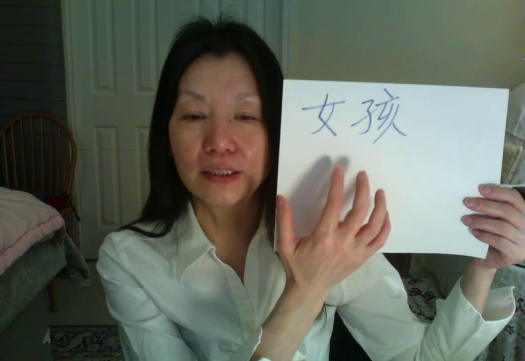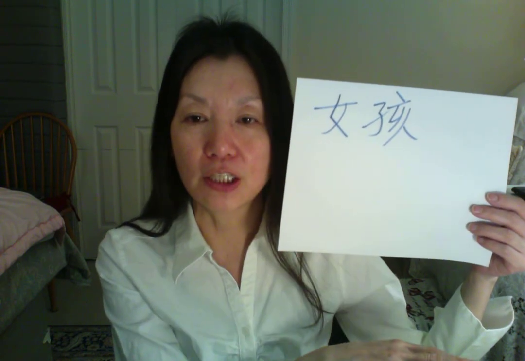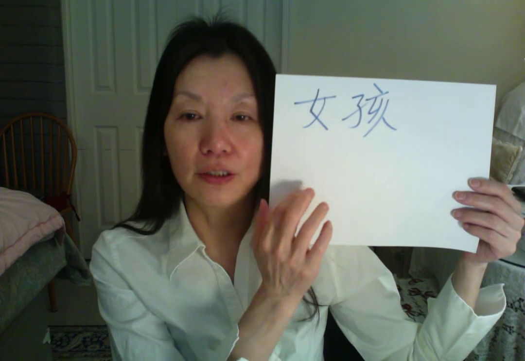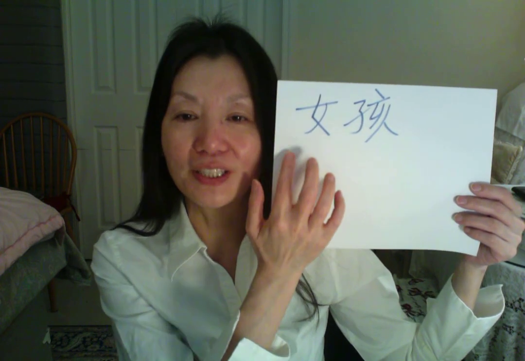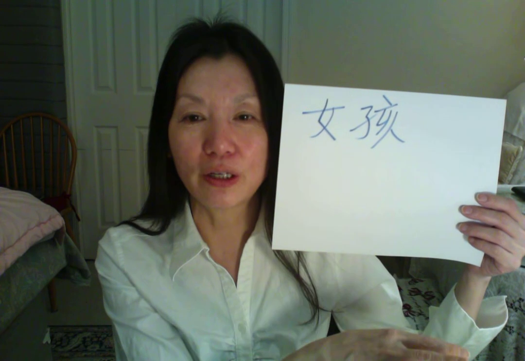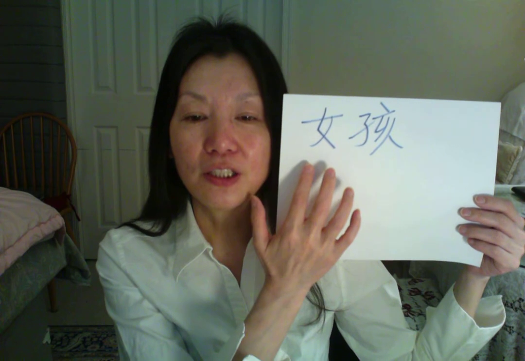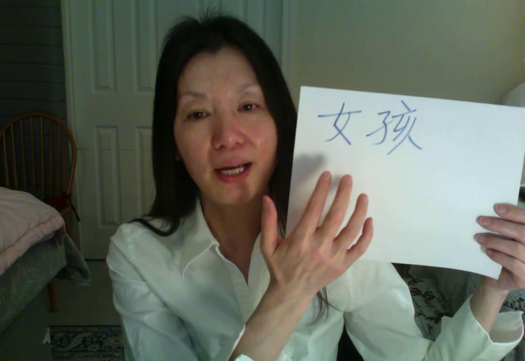女孩, again, 女孩 is a girl, not a child or kid. For a child, we add 小, 小女孩, which means a little girl, a child. 女孩 is preferred in Chinese, even for those more than 20 years old who are still not married. We still like to say 女孩.